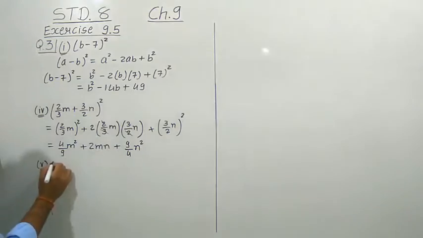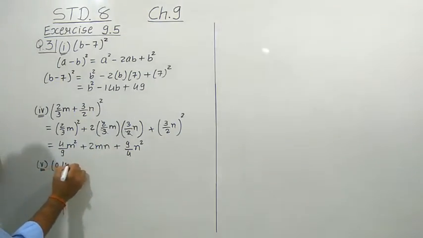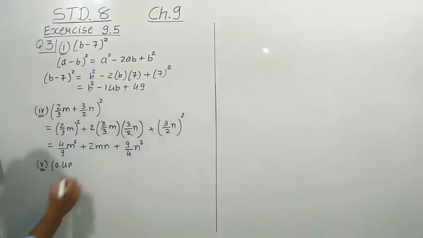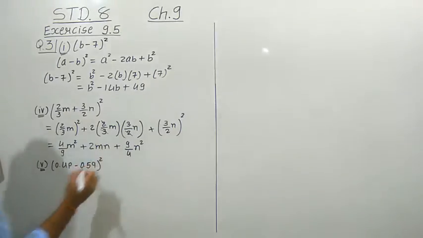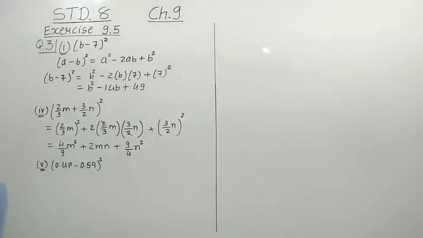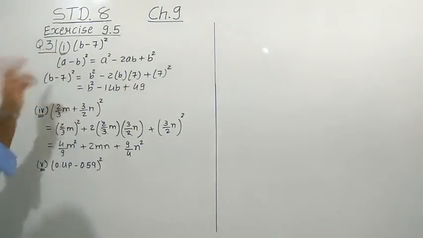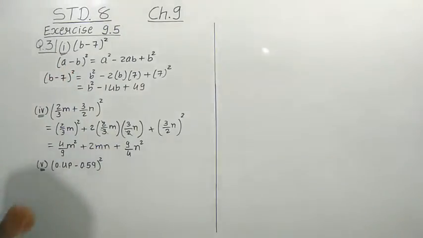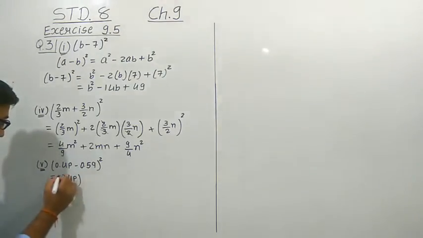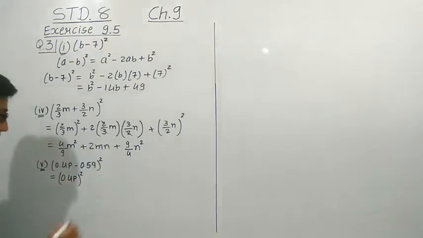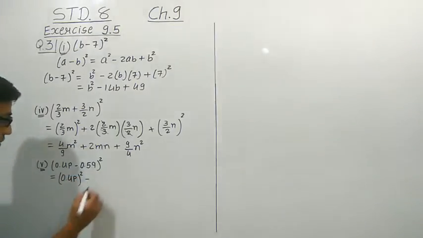That is 0.4p minus 0.5q whole square, right? So here also we have to use the second identity, because the negative sign is there. So we have to apply the square of the first term. We can write it as (0.4p) whole square. Now the negative sign is there, so we put the negative sign.